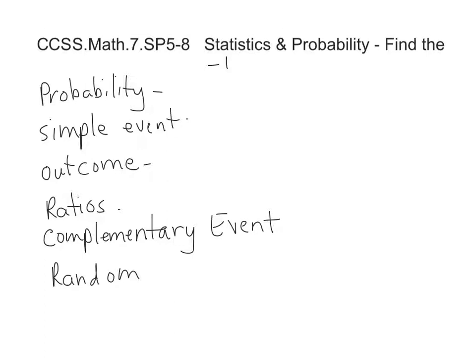So probability is the chance that something is going to happen. Some event, they call that event, is going to happen. It's the chance that something is going to happen. It is not a definite. It is the chance that it will happen. So you can have it's likely to happen or not likely to happen, but it is not a certainty.